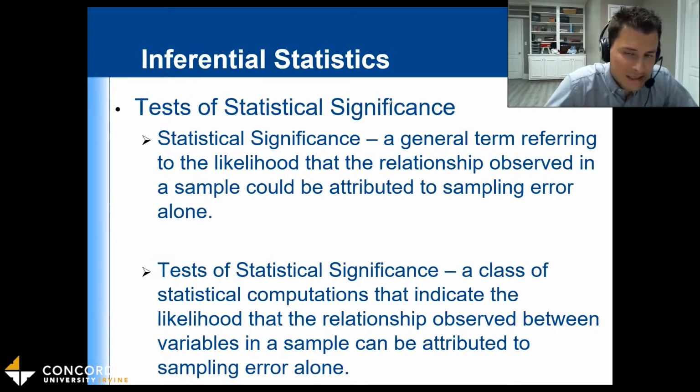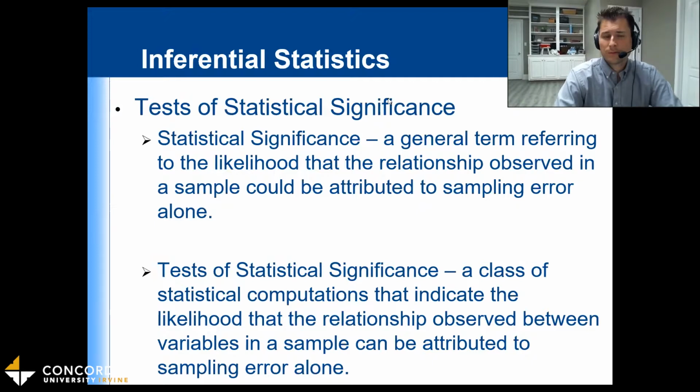Now here's the test of statistical significance. So let's first define statistical significance. It's a term referring to the likelihood that a relationship observed in a sample could be attributed to sample error alone. And then you test this with a statistical computation that indicates the likelihood that the relationship between the variables in the sample can be attributed to the sample error alone, okay?